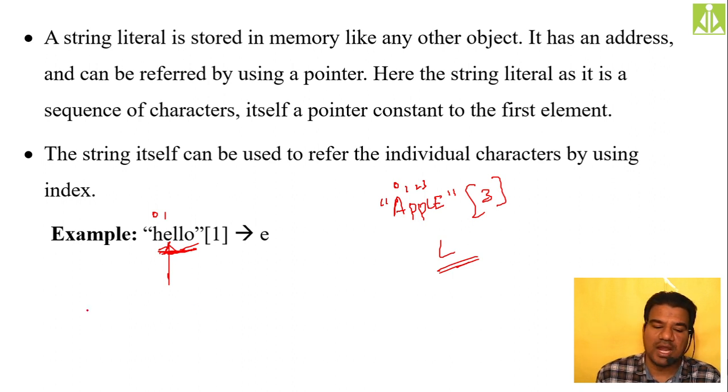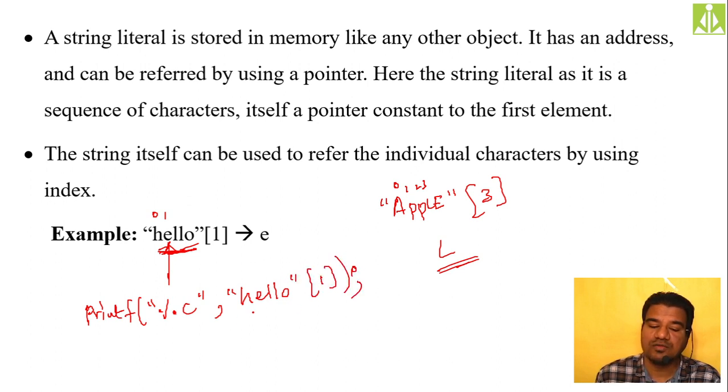So if you are printing like this with printf, do it when you go to the lab or in your decoder app. Do it like this and check what output you are getting. Percent c, comma, if you are printing hello of 1, what will you get? Hello of 1, in the sense, you will get the first character location. So this is 0th, this is first. Likewise, this character you will get on your output screen. You will get E.